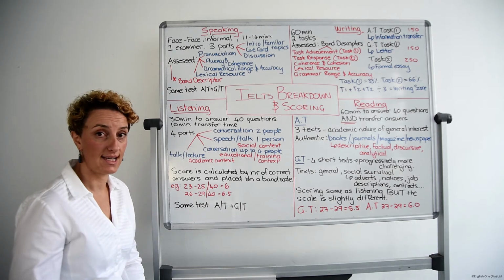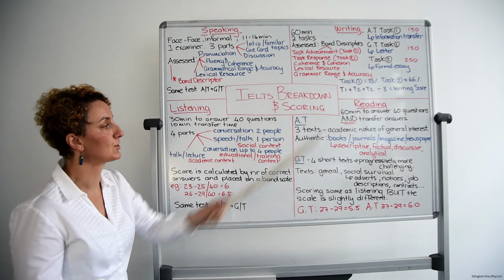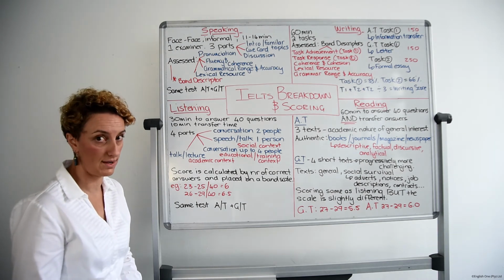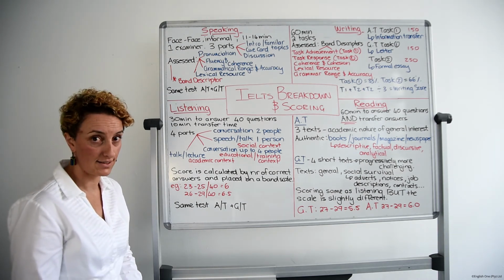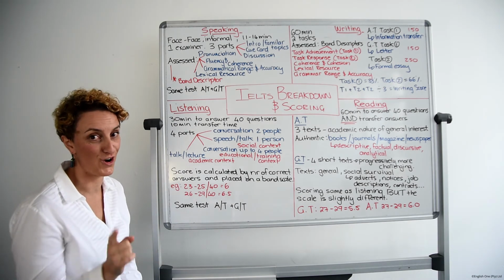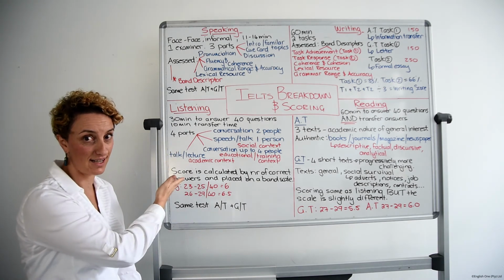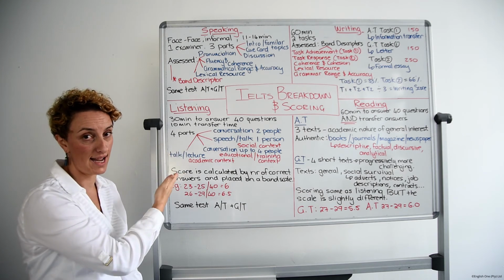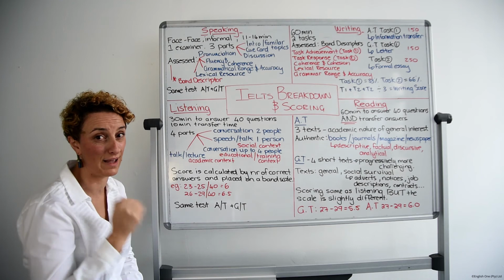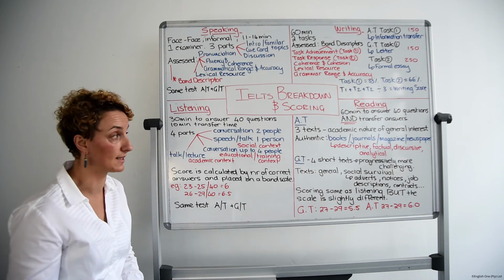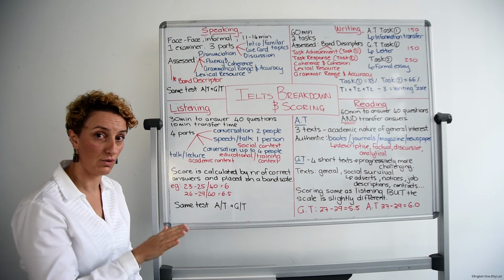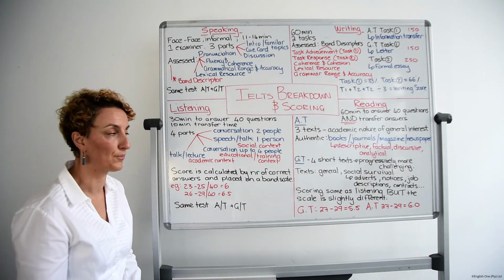The last part of the test is the reading. For the reading, you've got 60 minutes to answer 40 questions, but you have no extra time to transfer your answers. Unlike the listening, that gives you an extra 10 minutes to transfer answers, the reading does not. You have to factor it in to the 60 minutes. So the test is different for academic and general, and I'm going to explain it now.